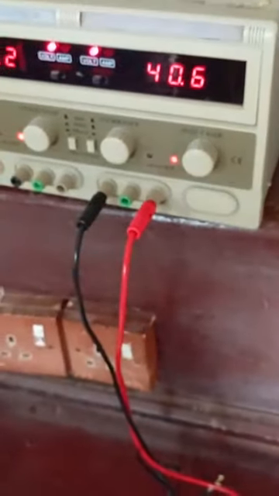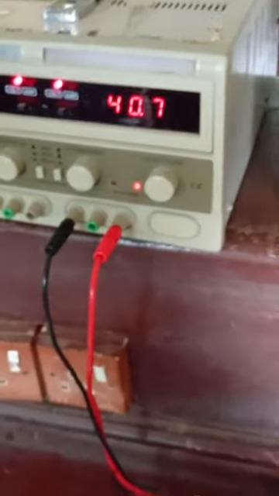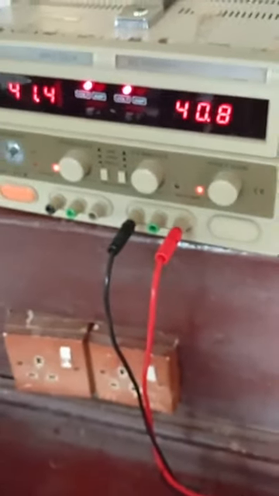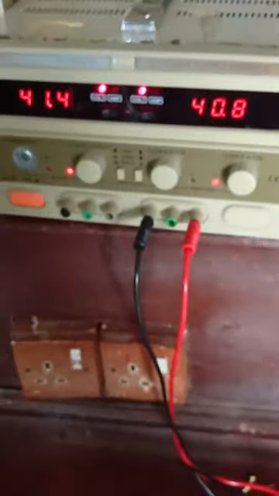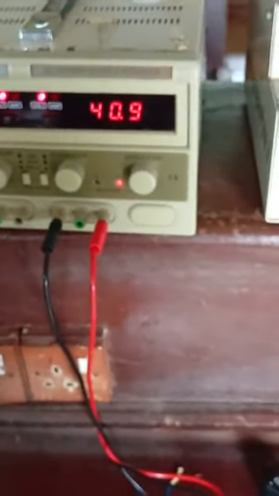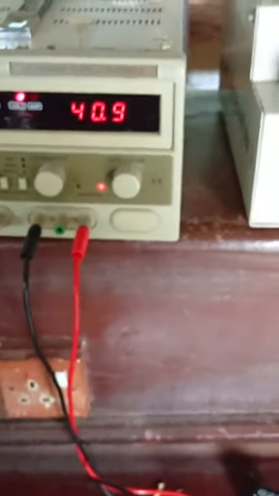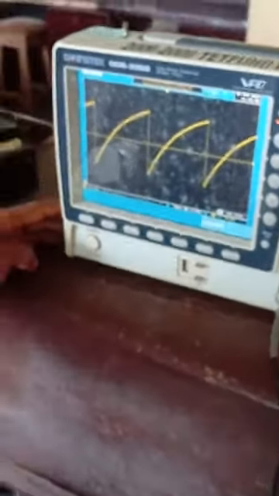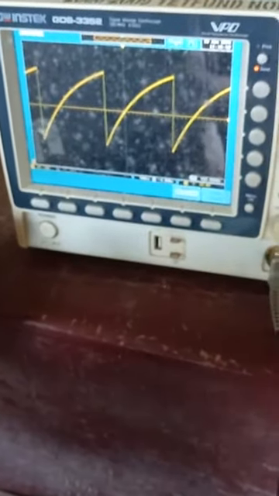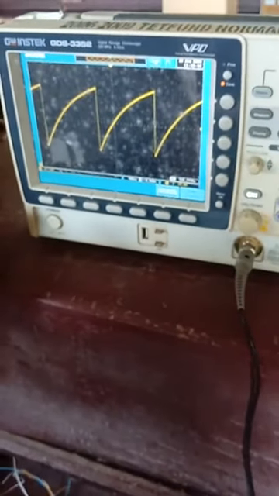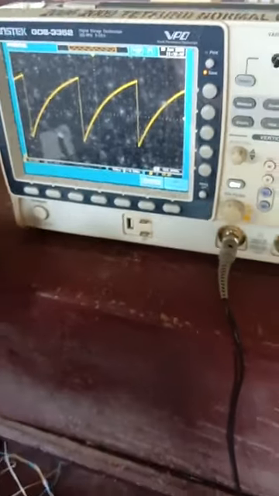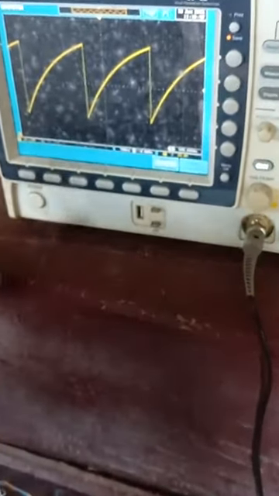Okay, let's give it that 40 volts. Let's see what we are going to have from our oscilloscope. You can see we have exactly the sawtooth waveform. This is what we are expected to have, a sawtooth waveform from the diac.